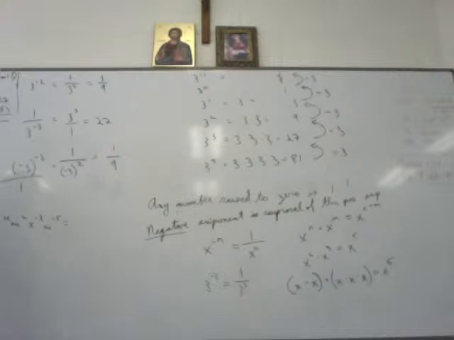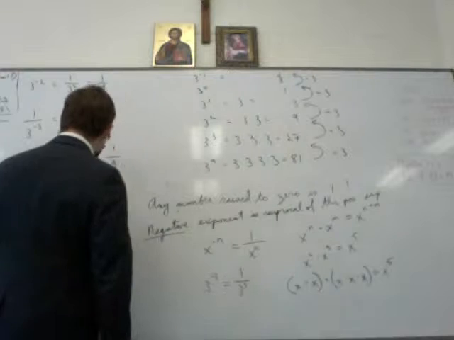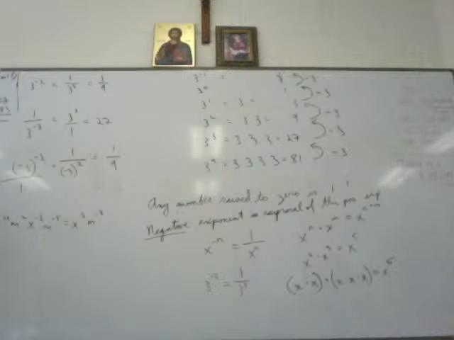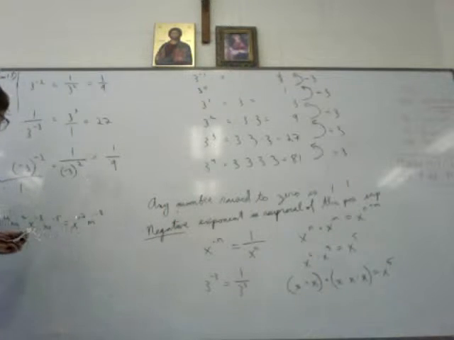X squared, m to the negative 3. How'd you get x squared? 4 minus 2. Right, because when we multiply x to the fourth and x to the negative 2, we add the exponents together. 4 plus negative 2 gives us 2, x squared.